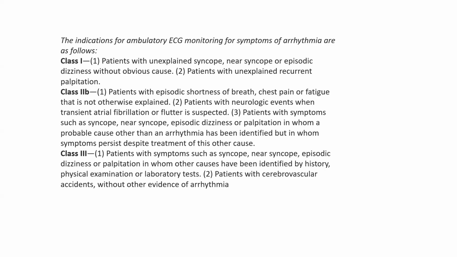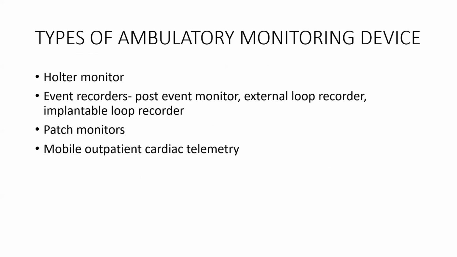So the types, next slide. There are various types of ambulatory monitoring devices. They include the Holter monitor, the event recorder, which may be post-event, the external loop recorder, the implantable loop recorder, or the patch monitors, as well as mobile outpatient cardiac telemetry. So we'll start with the Holter.